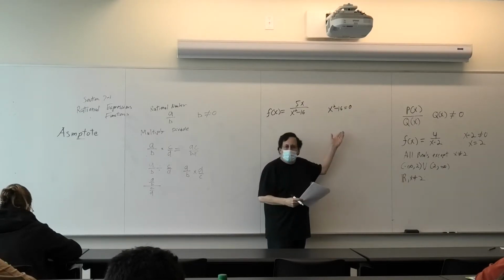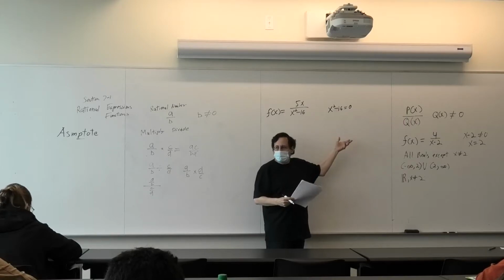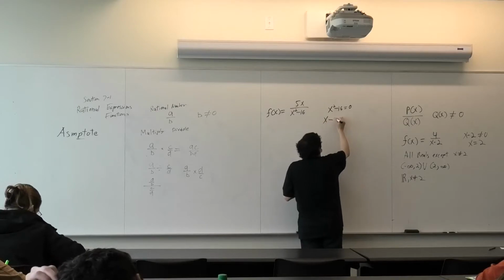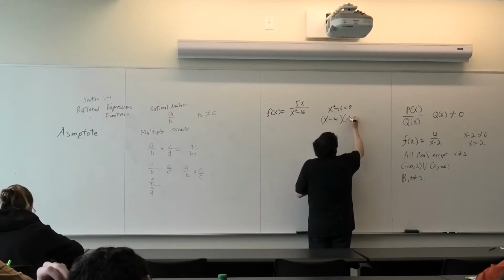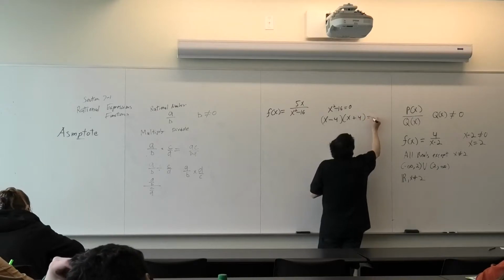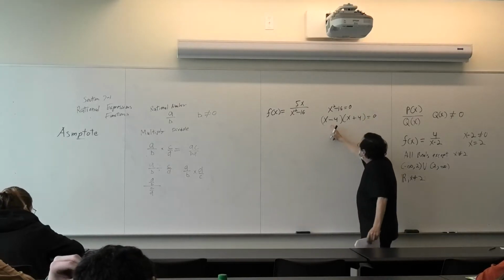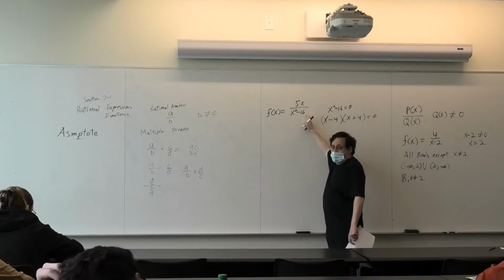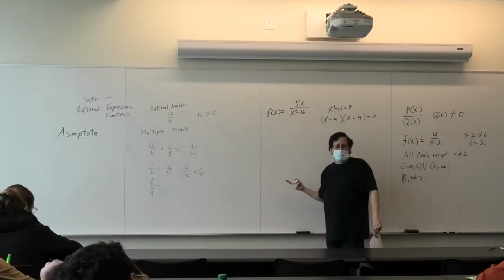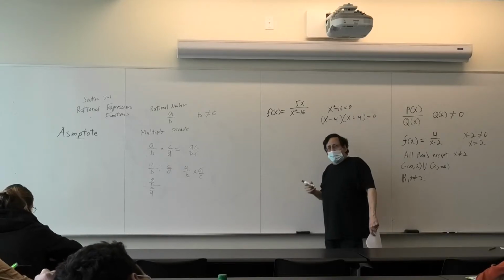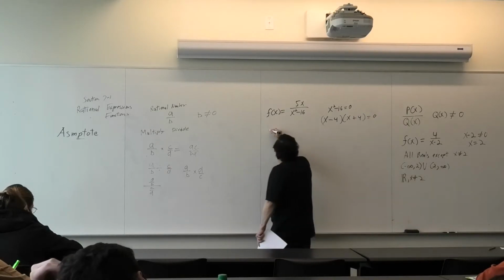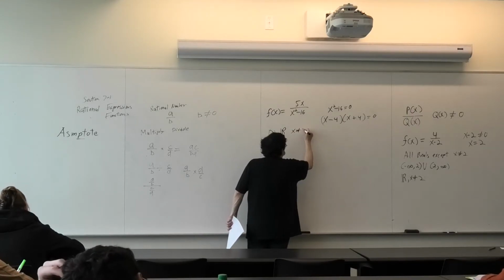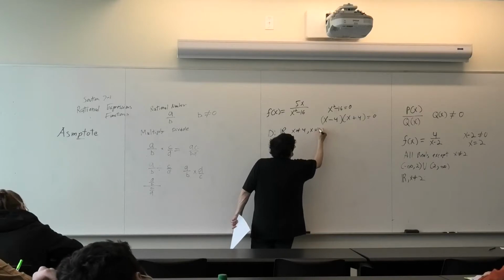this is one of our important patterns, a squared minus b squared. So we can immediately factor it: x minus 4 times x plus 4. And we can see that if x is 4 or minus 4, the denominator would be 0. And those are the only places where that will happen. So the domain is all real numbers, x not equal to 4 and x not equal to minus 4.